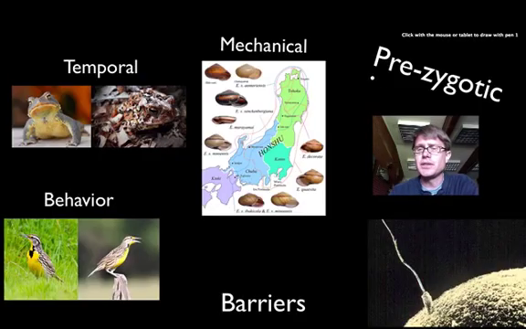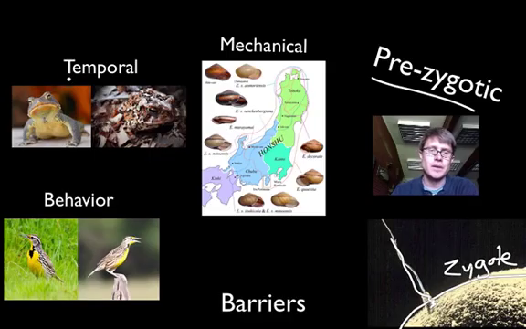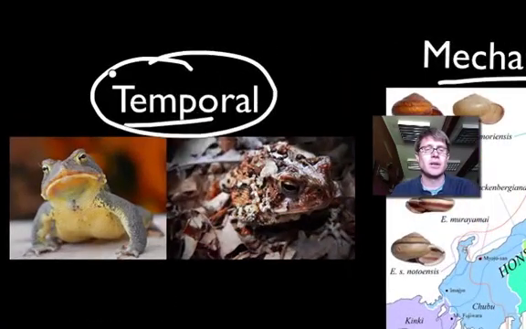And so these are all pre-zygotic barriers. A zygote is an egg that's fertilized by a sperm, so a fertilized egg is referred to as a zygote. And so these three types of isolation, temporal, mechanical, and behavioral, are all things that occur before the zygote is actually formed. So the first type of isolation is called temporal.